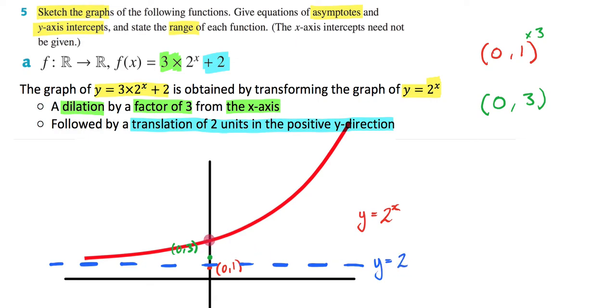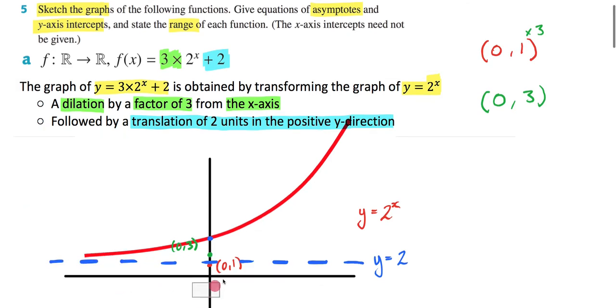And it also means, as you can see, I have a new y-intercept. Right there, it should probably be a bit higher. So let me just quickly do some alterations.